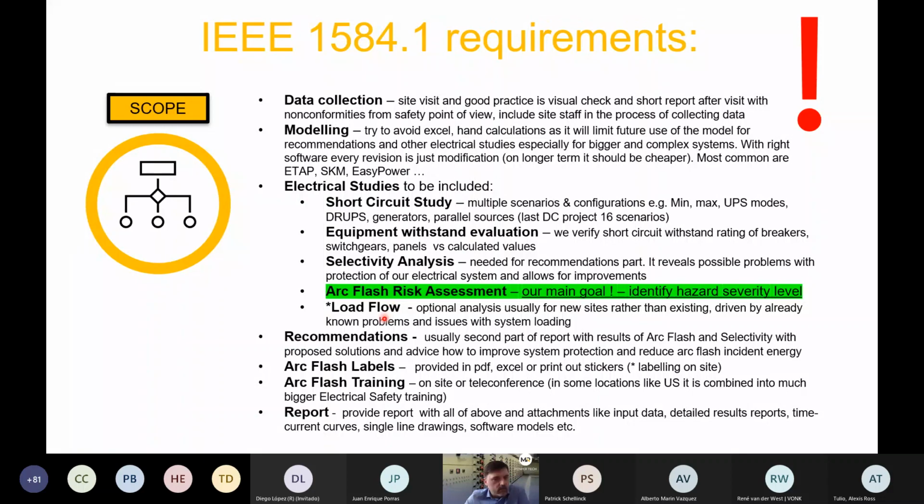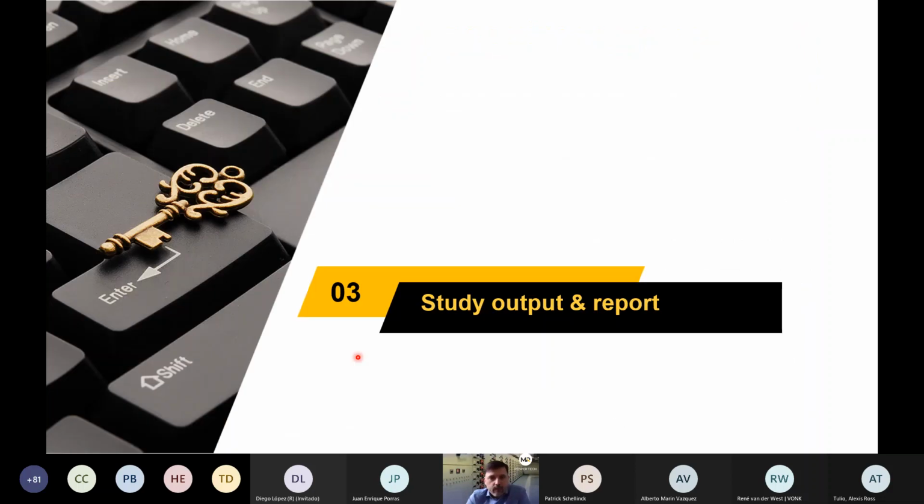Sometimes you might hear load flow. It's not really added value for the arc flash itself, but it might reveal loading problems, which means, again, something related to equipment evaluation, which is a good thing. Of course, recommendations. So usually there is a second part of the calculations for the recommended part, like reducing arc flash energy and improving protection from a selectivity point of view, arc flash labels, arc flash training, and report. So all of this has to be documented. Study output and report. And I'll show you an example of what I mean by this.